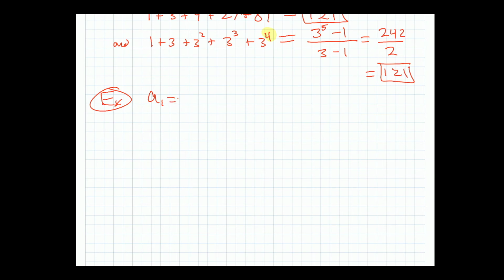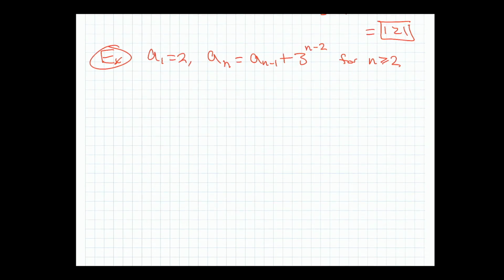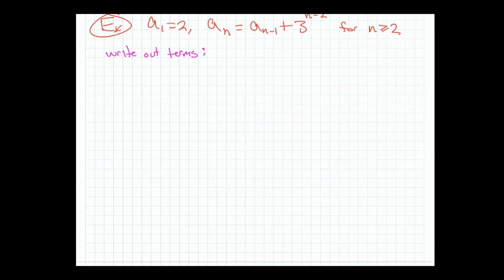So A1 is 2. An is A(n minus 1) plus 3 to the n minus 2. Okay? So that's an interesting pattern, and this is for n greater than or equal to 2. So let's write out some terms. We know that's how we have to get started anyway, right? We gotta see what's going on. So A1 is 2.